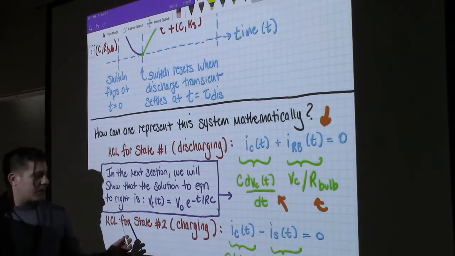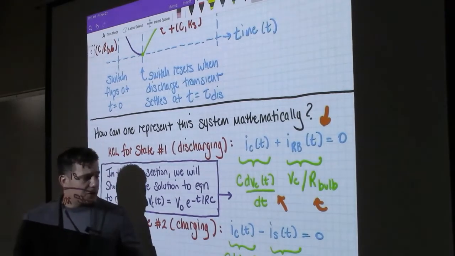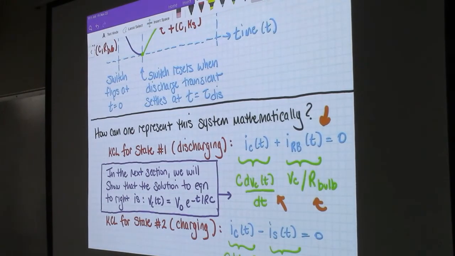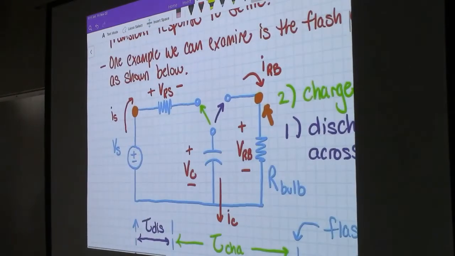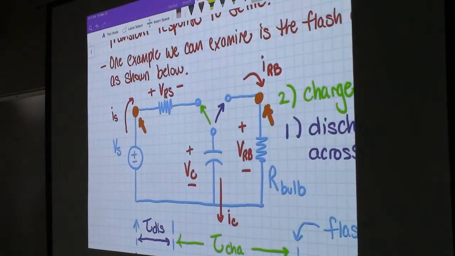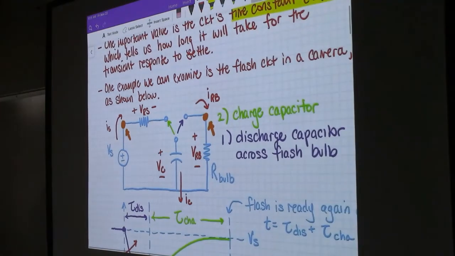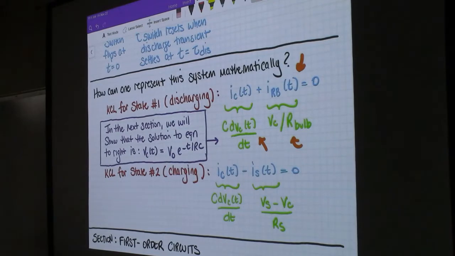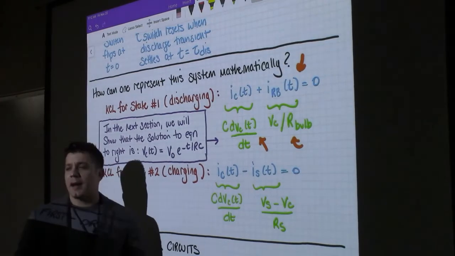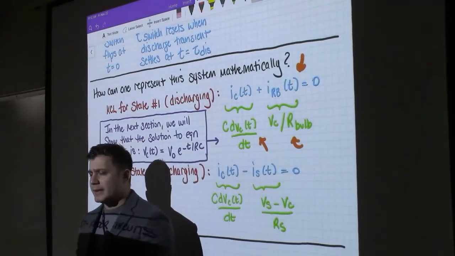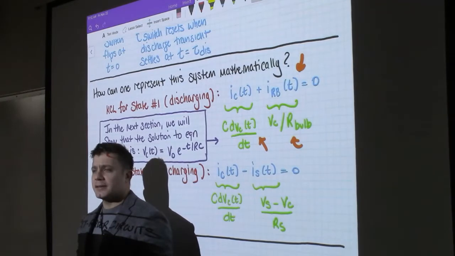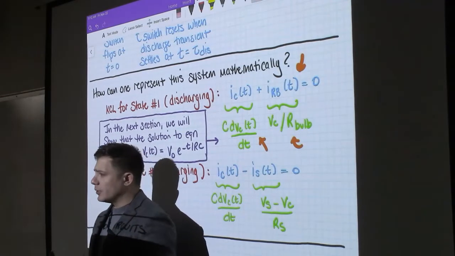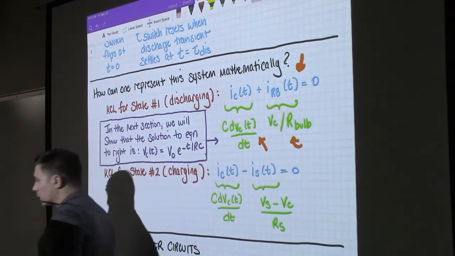We can also define KCL for state 2, which is the charging interval, and in that case, IC minus IS equals 0. That is taken from applying KCL at that node right there. So, the first part of solving any of these transient problems is setting up the KCL or the KVL or whatever expression that we need, setting that up properly, because that's the basis for the rest of the problem. The calculus and the algebra obviously is important, but if you don't start off with a good foundation, the answer is ultimately going to be wrong.